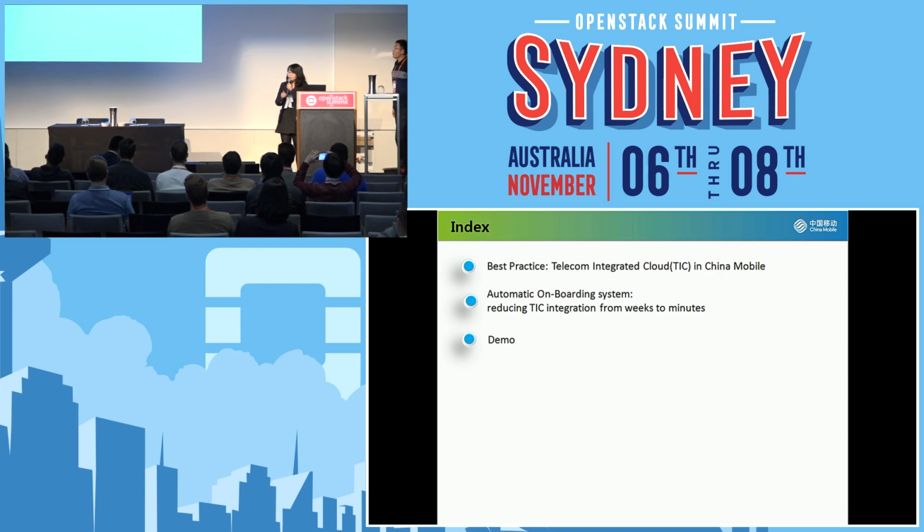This is the basic content for today's talk. I will first try to explain the best practice in China Mobile, where we try to construct what we call the telecom integrated cloud in several provinces in China. And then we will explain the automatic onboarding system, which will help us reduce the integration and testing work. And finally, we can show a few demos that show how this whole system works.